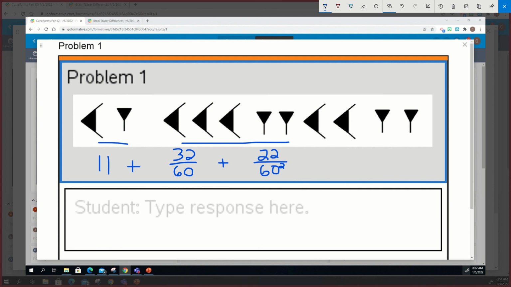Now, if there was another set of numbers after this, say they had a 10, then you would say plus 10 over 60 to the third power. And if there's another number, you would say that number over 60 to the fourth power. You just kept going. So work on those three problems and take a look.